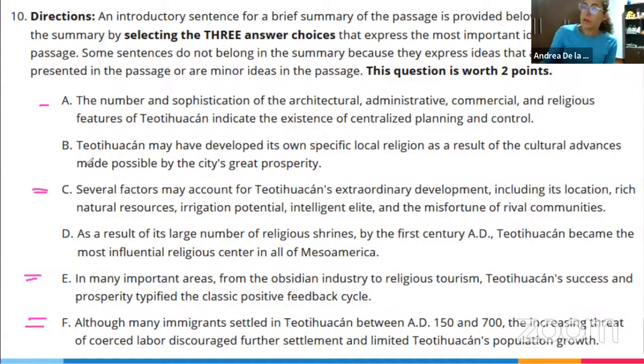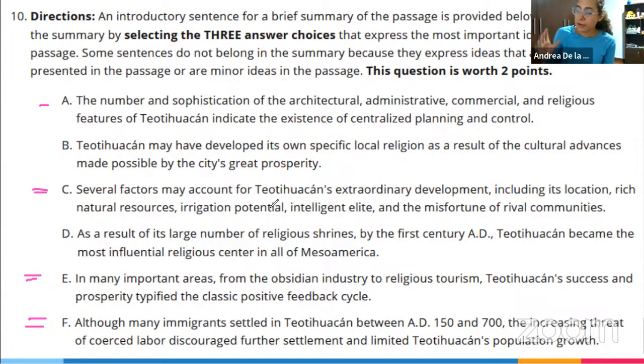First of all, what I was telling you is eliminate options aggressively. Now, how do you eliminate options aggressively? By eliminating the ones that seem to be too specific to be correct. Remember that even if you haven't read the text, you know the title, right? It was Teotihuacan's rise, or the rise of Teotihuacan. So it's about the development of the city.